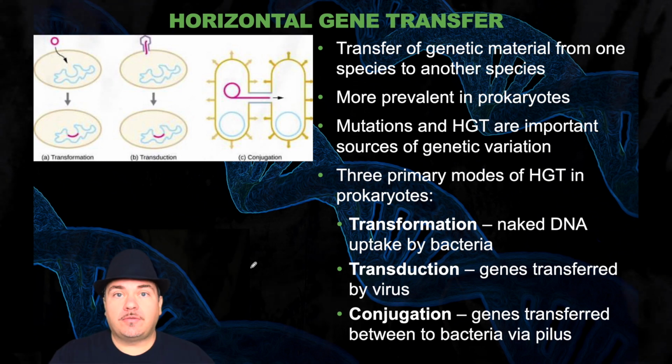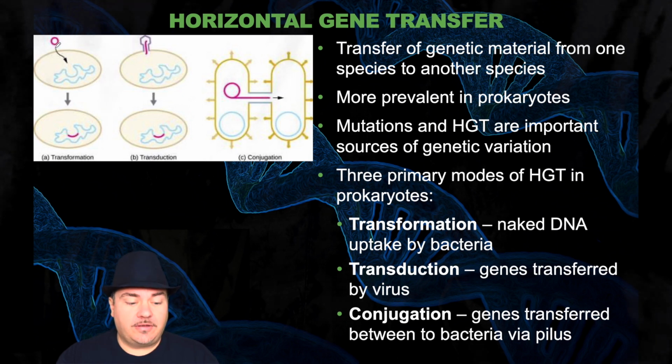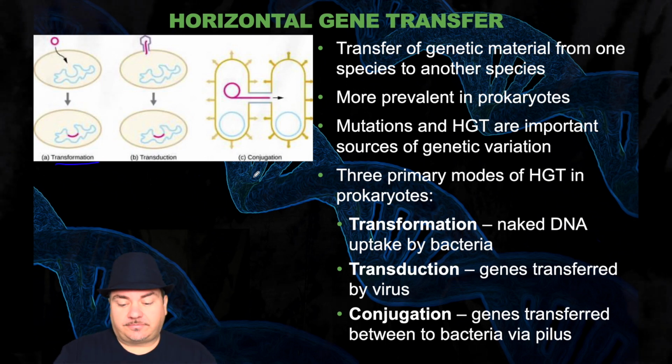3 primary modes of horizontal gene transfer are transformation. That's where naked DNA is taken up by bacteria. So for example, if you have a bacteria here, this bacteria has a chromosome. But if there's a piece of DNA outside the bacteria, that piece of DNA can go into the bacteria, and that genetic sequence can then be integrated into its chromosome. That's a process called transformation.